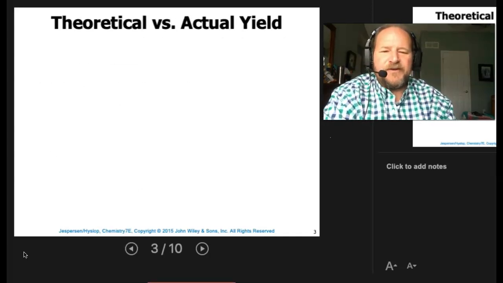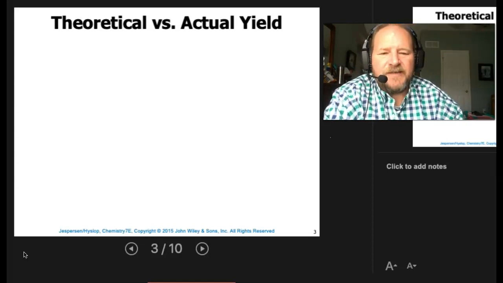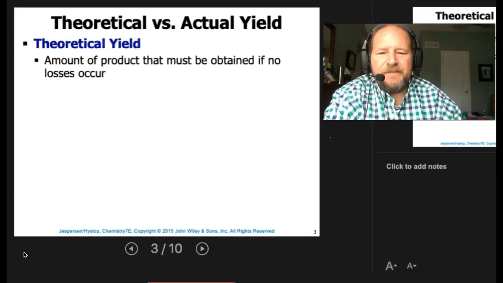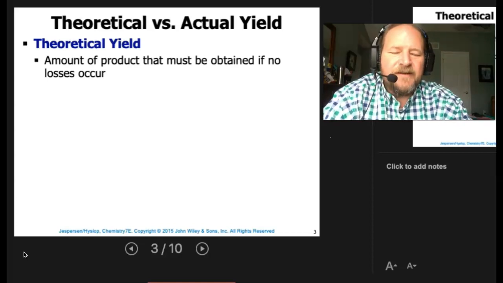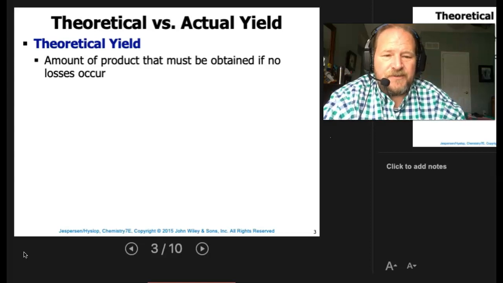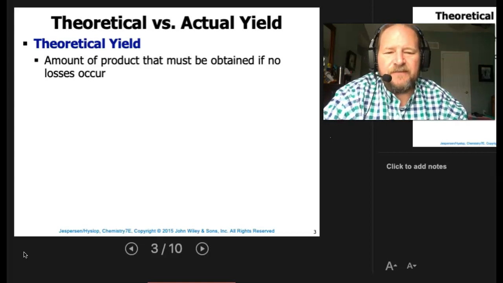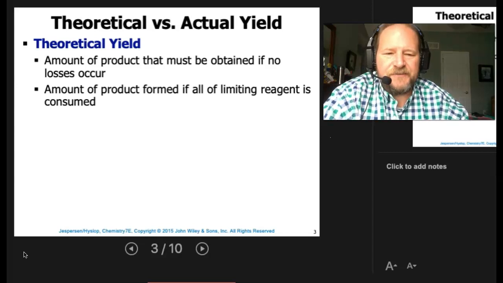So what we look at are yields then. Theoretical yields versus actual yields. So actual yields, that probably makes sense, right? It's what you have in hand, how much you actually made. Your theoretical yield is the amount of product that must be obtained if no losses occur. That's basically what we've been doing with stoichiometry. So we'll take the limiting reagent and we'll say if all of this goes to complete reaction, this is the amount of product we should be able to have, right? So this is the amount of product if all of the limiting reagent is consumed.